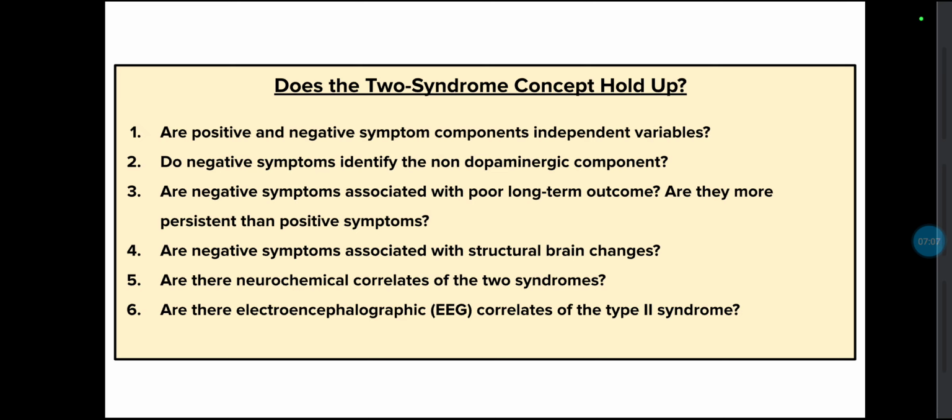Now, after he came with all these conclusions, we have to look into the current scenario. There are 6 questions that are being given in the article. Are positive and negative symptoms components independent variables? Do negative symptoms identify the non-dopaminergic component? Are negative symptoms associated with poor long-term outcome? Are they more persistent than positive symptoms? Are negative symptoms associated with structural brain changes? Are there neurochemical correlates of the two syndromes? Are there EEG correlates of type 2 syndrome? So these 6 questions would further help us decide whether the two syndrome concept holds in today's scenario or not.